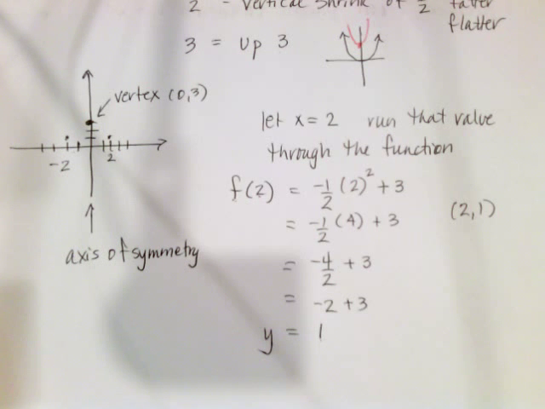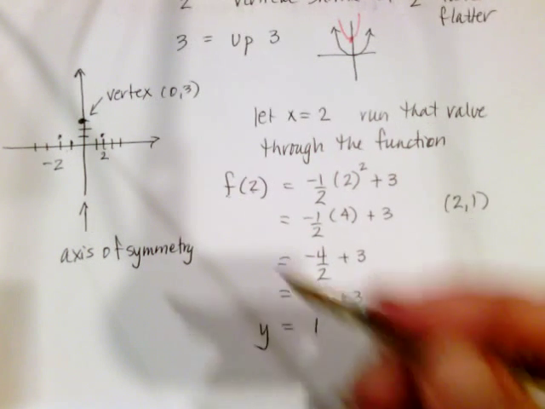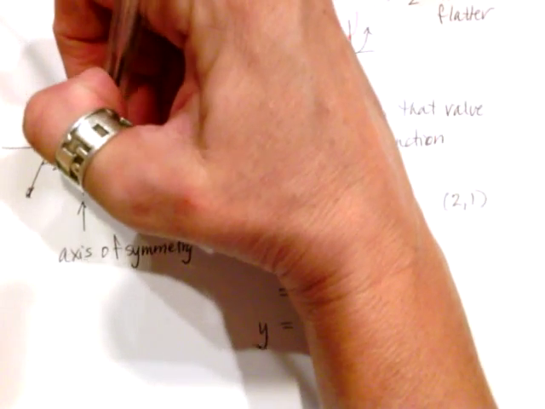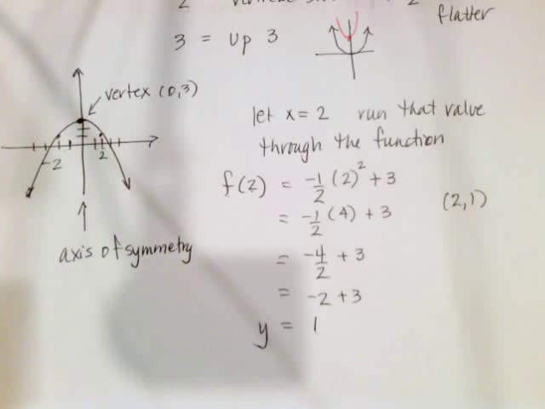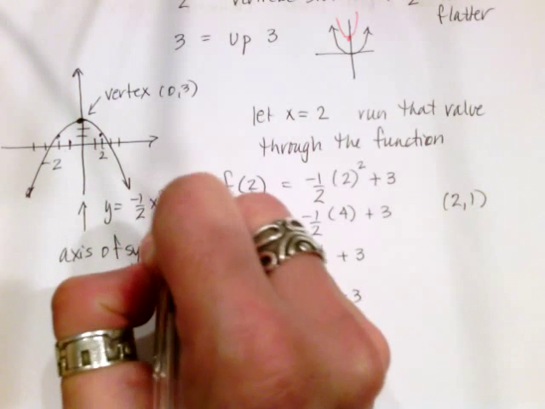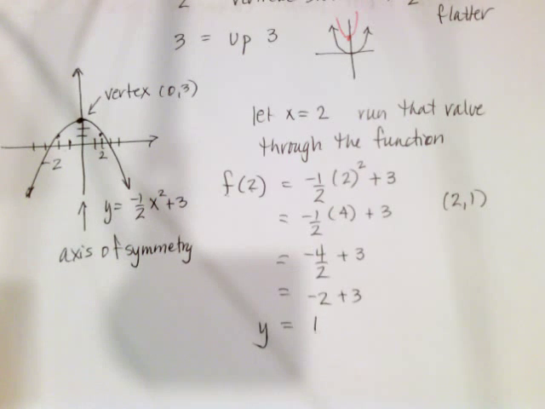The 3 points help me define or draw a nice curve. And then if I connect those points, there's the left-hand side, here's the right-hand side, and that would be my graph of y equals negative 1/2 x squared plus 3.